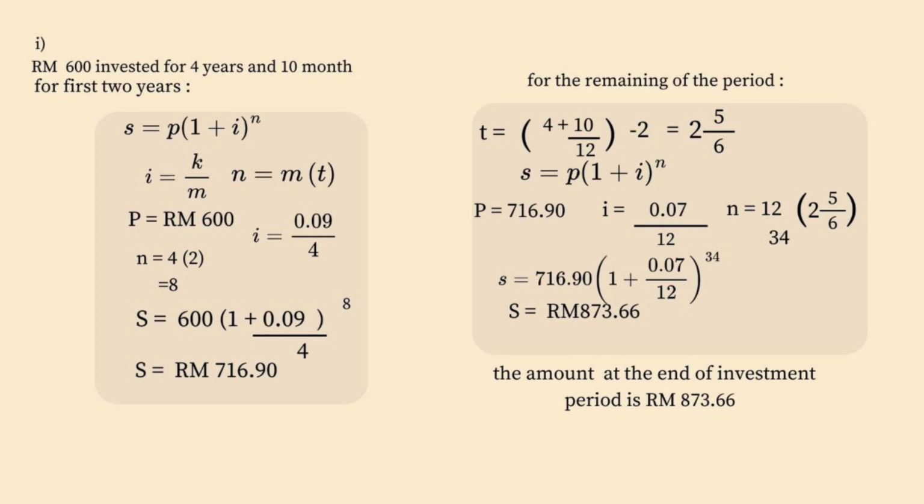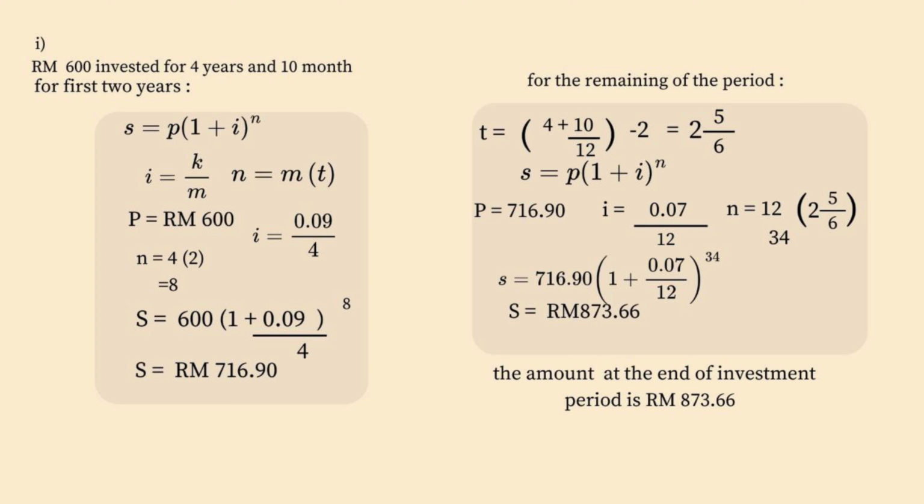T equal to 4 plus 10 over 12 minus 2 equal to 2 5 over 6 years. 2 5 over 6 years is the remaining period. So we use the same formula. P equal to 716.90. I equal to 0.07 over 12. N equal to 12 times 2 5 over 6 years equal to 34.